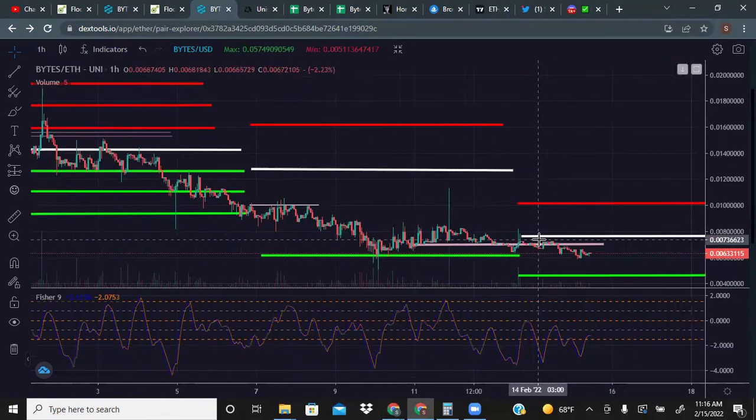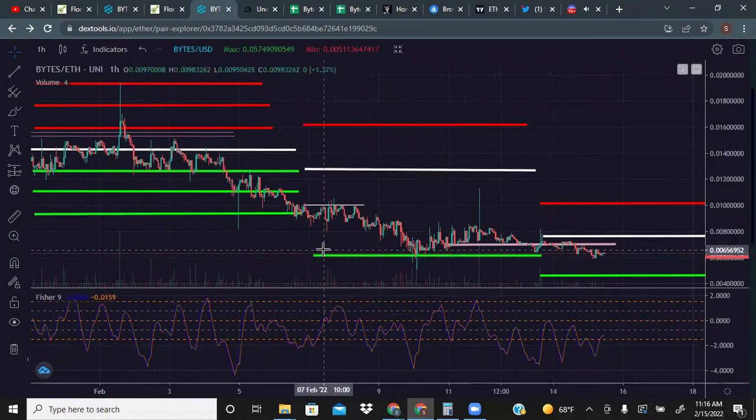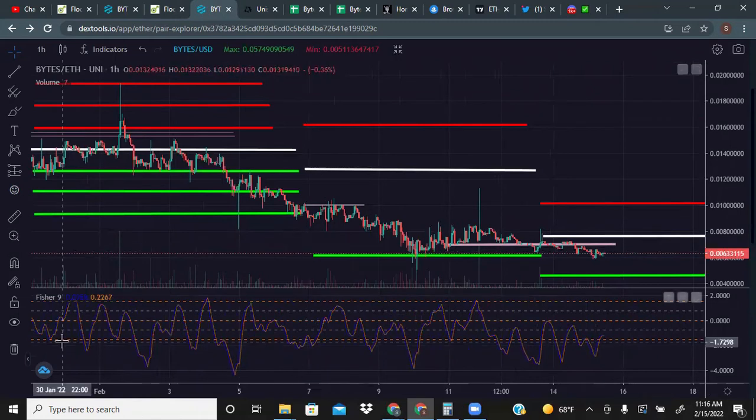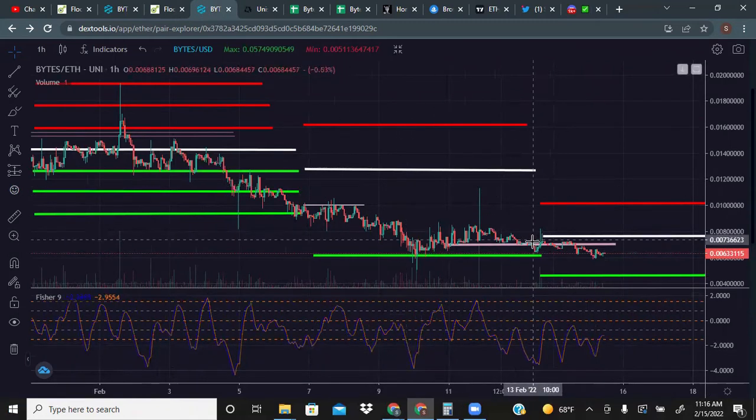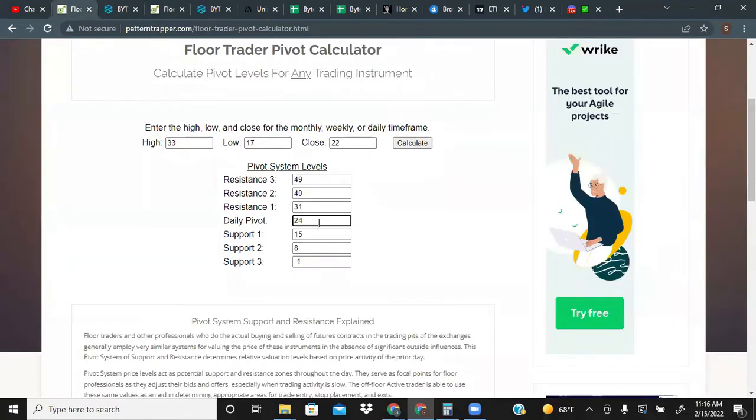So just to get started, as far as strategy, what are these lines? These lines are pivot points. Simply, to create a pivot chart, you calculate the low, the high, and the close. I use a floor trader pivot calculator, and that's where you get basically a daily pivot. I like to think of the daily pivot as a magnet, something that the price likes to move towards. And then it also calculates the support and resistance.